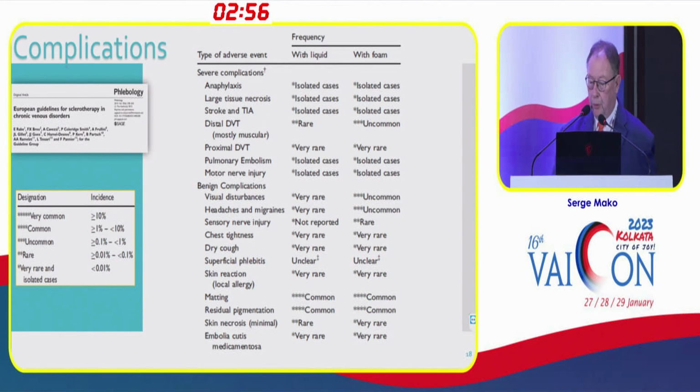Now, every time you look at complications, if you look at all the complications, you have in the end severe complications and benign complications. But if you look at liquid and foam, you can see the cases are relatively rare, and the main problem is skin necrosis on large tissue for the severe complication, and for benign complication only minimal necrosis. But it's rare, and it's very often a question of technique.